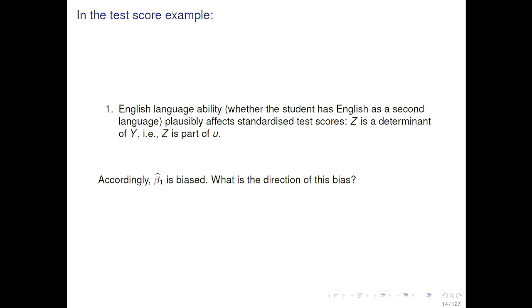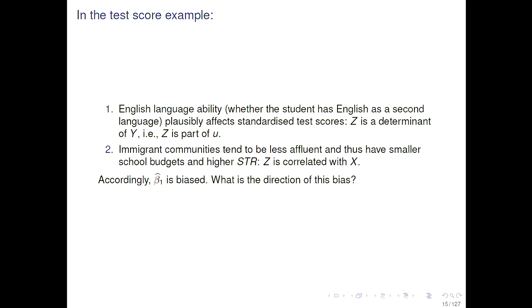So in this case, Z is the notation for English proficiency. And Z is obviously a determinant of the left-hand side variable Y, which is test score. Another way to say that is Z is part of our error, because Z has influence on the left-hand side variable, but Z is not included in our regression analysis. That means Z is a part of the error term.